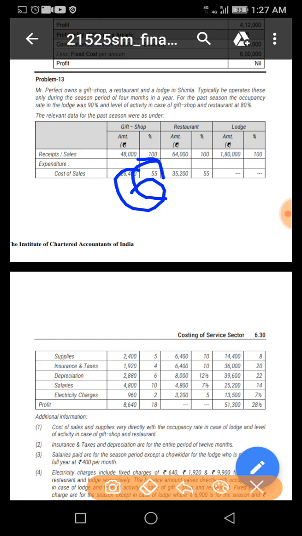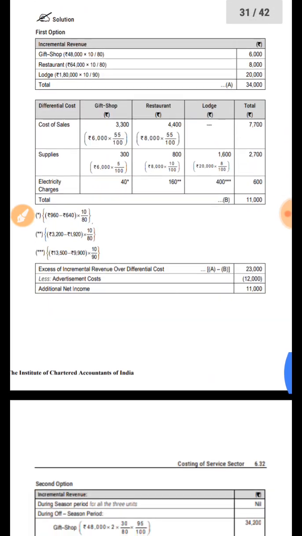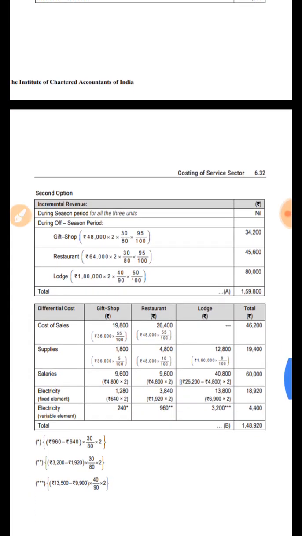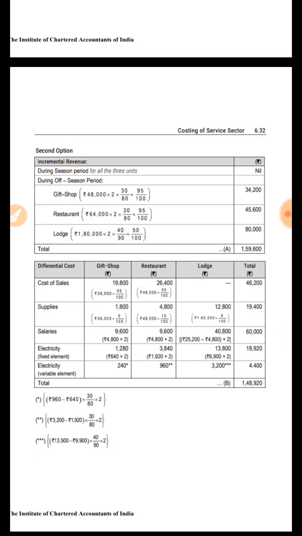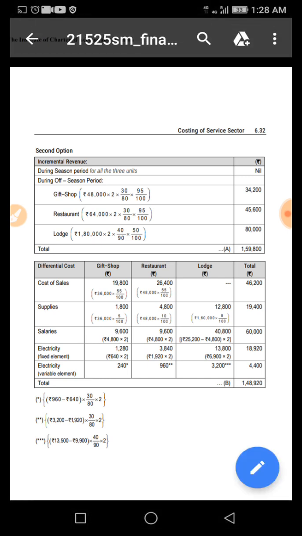Okay, so that's why we have to consider the full cost. So that's how 34,200 divided by 95%, if you do, you'll get 36,000. Hope you are getting it. So 36,000 into 55%, you'll get this 19,800. And just like that, 45,600 is there, no? Divided by 95% if you do, you will get 48,000. So 48,000 into 55%, you will get 26,400. This one has nothing, so dash.